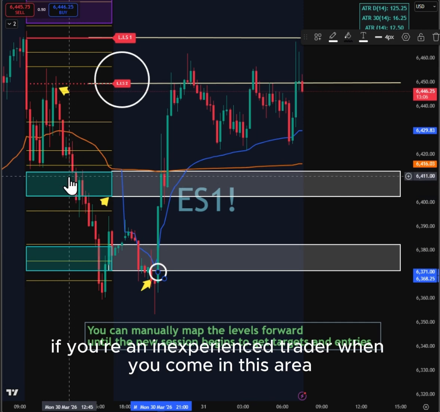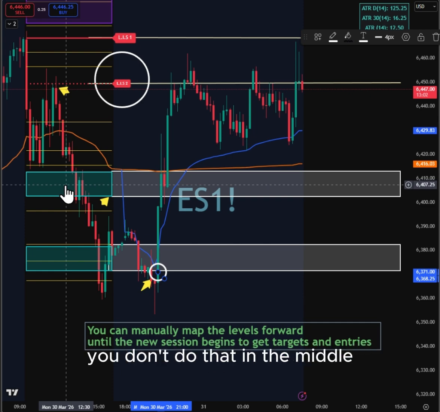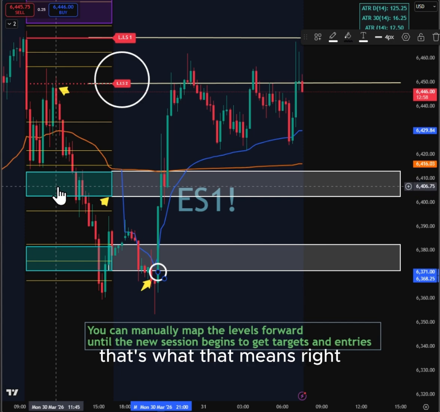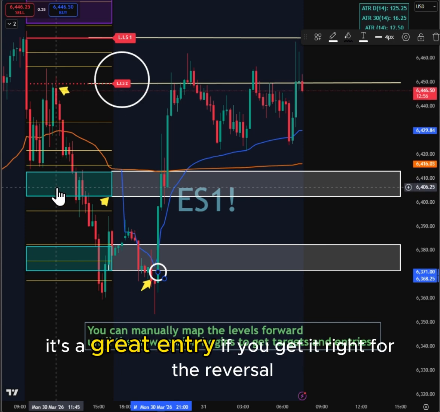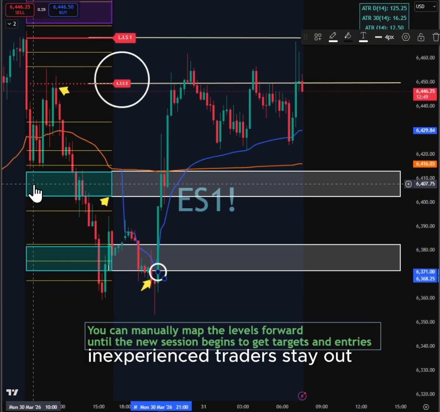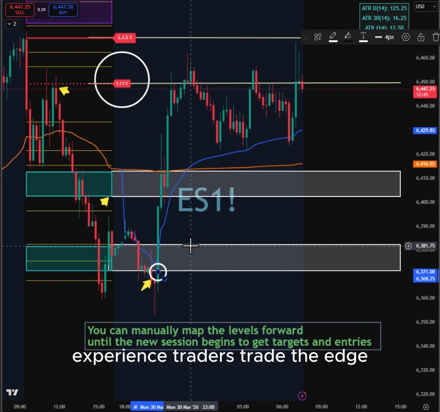If you're an inexperienced trader, when you come in this area, this is not the time to enter a trade right here. You don't do that in the middle. That doesn't make any sense. Why? We told you, trap, stall, reverse. That's what that means, right? It's a great entry if you get it right for the reversal, but you need to understand the rules. Inexperienced traders stay out. This is your target, right? Experienced traders trade the edge.